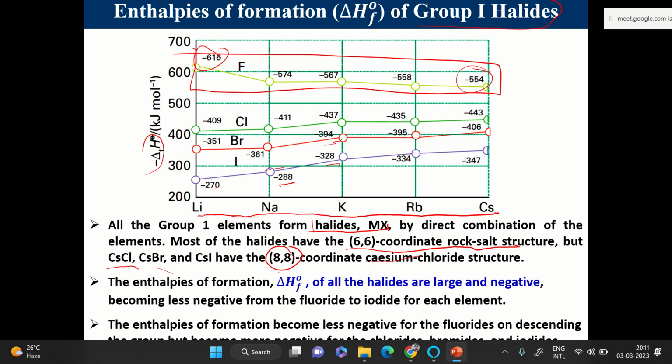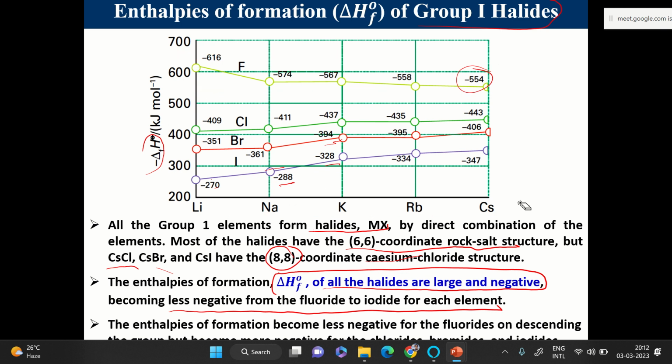And another important thing: the enthalpies of formation of all the halides are large and negative. Yes, this is a general observation, all are negative and large as compared to any other salt, and it becomes less negative from fluoride to iodide for each element. So this is another way of looking at it, if we keep the same metal fixed.